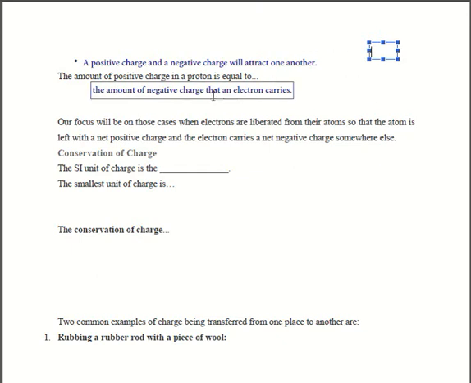So like I said before, most atoms have the same number of protons and electrons, so overall there's no net charge. So what we're going to focus on are cases when electrons break free from the atom. So the atom overall has a positive charge, and that electron is taking its negative charge to something else to give it an overall negative charge.